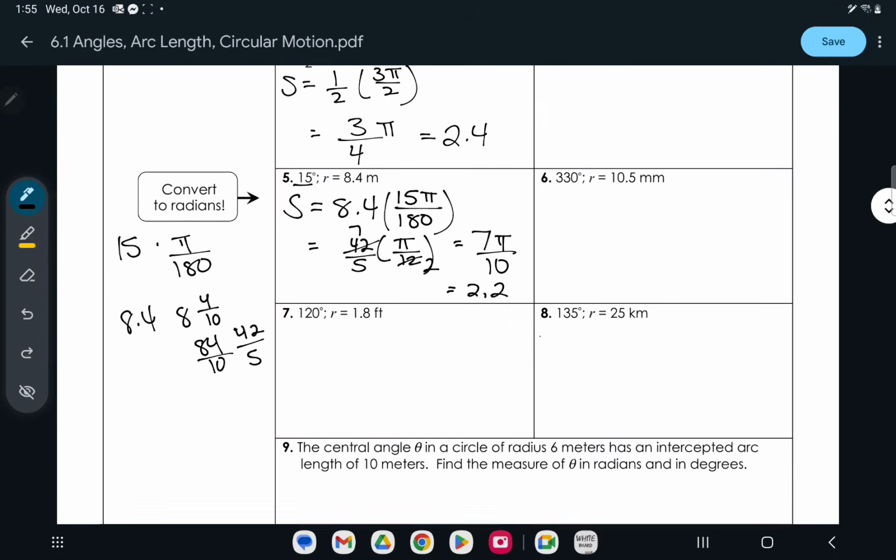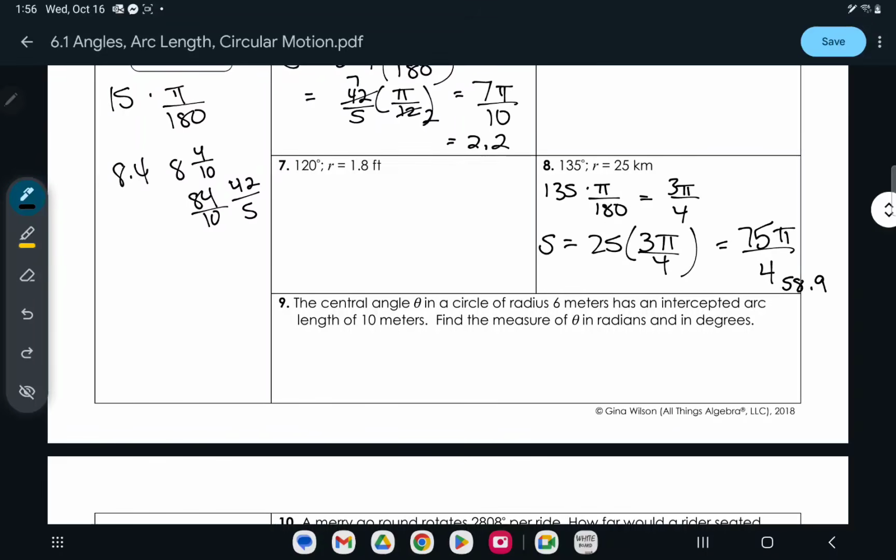Let's get another one. 135. I have to turn that into radians. Let's see, what can I reduce that to? 3 pi over 4. So then S equals the radius times 3 pi over 4 to give 75 pi over 4. And if I plug that in a calculator, I get 58.9.